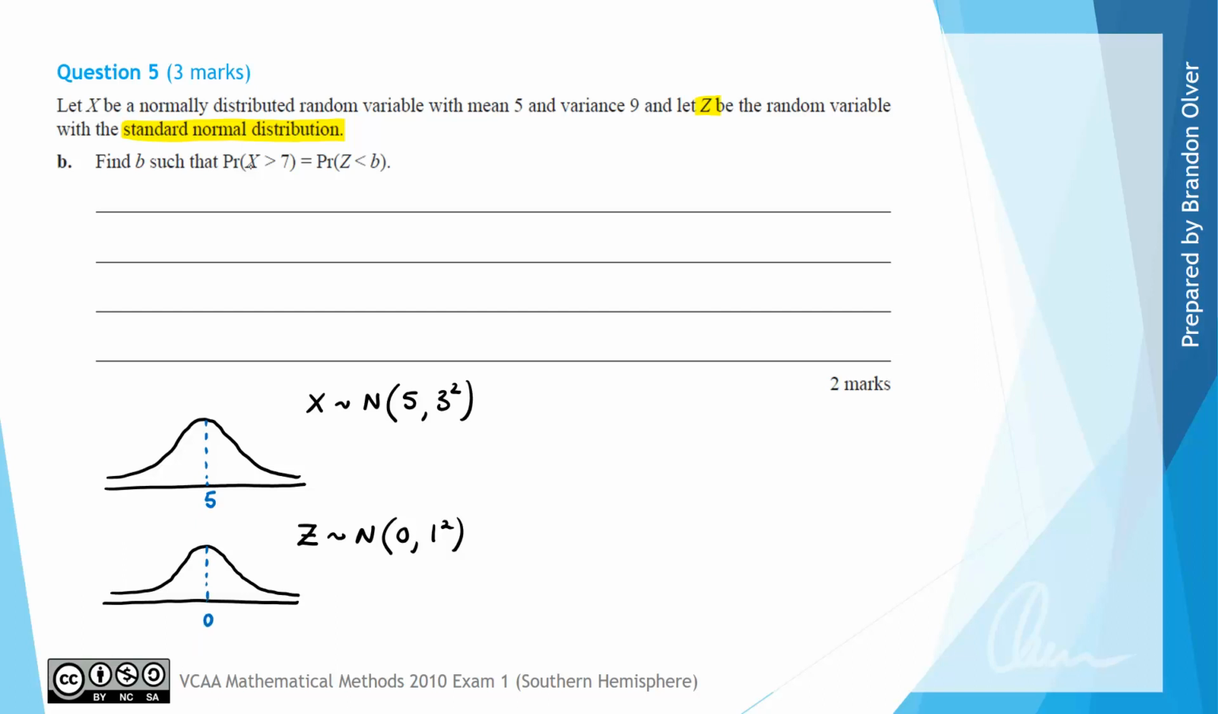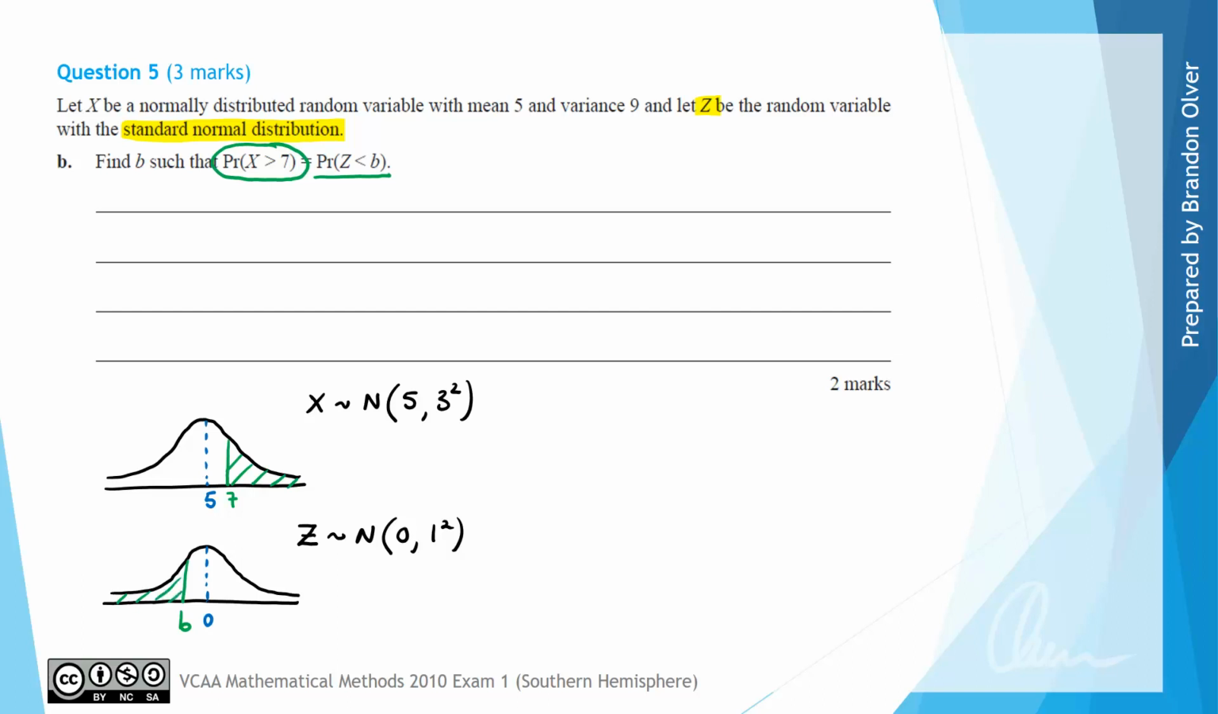And now we're dealing with the probability that x is greater than 7. So on this curve we have 7 here, and the probability that it's greater than 7 would be that area under the curve. And on our standard normal distribution, so that's z, we're looking for a value of b, so that the area under the curve that's less than b is equivalent. So that means that our b value would be somewhere around here, and this area would be equal.